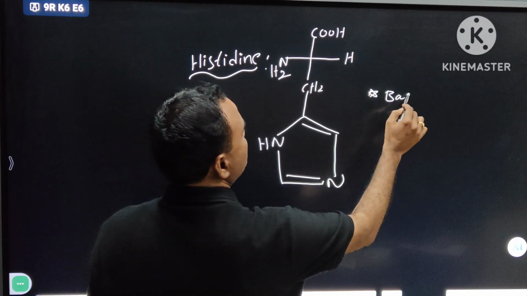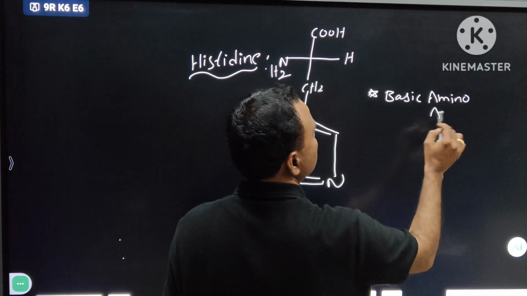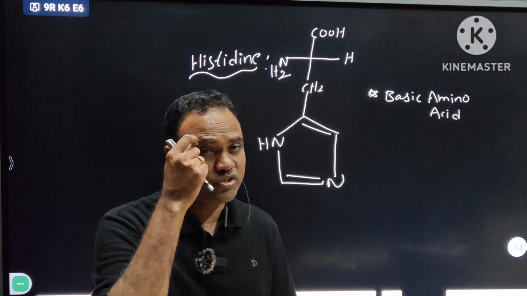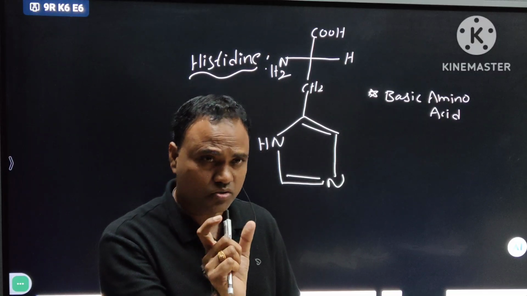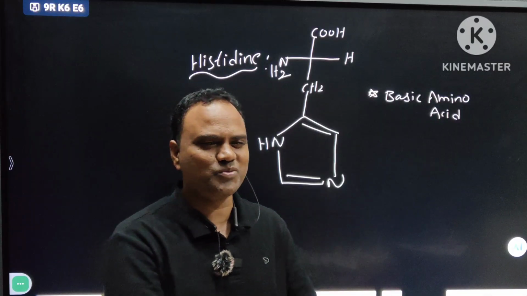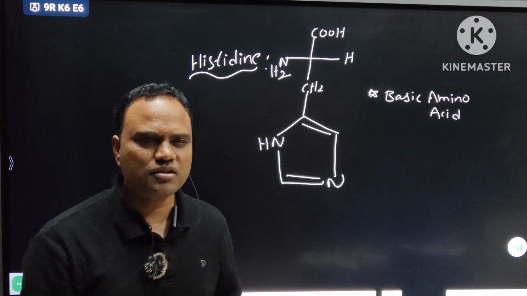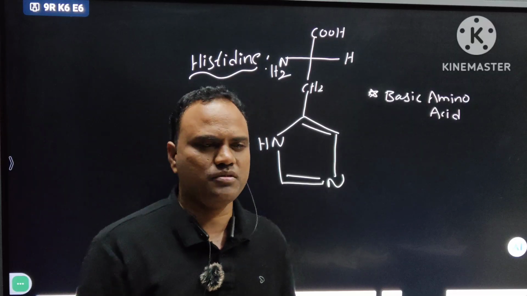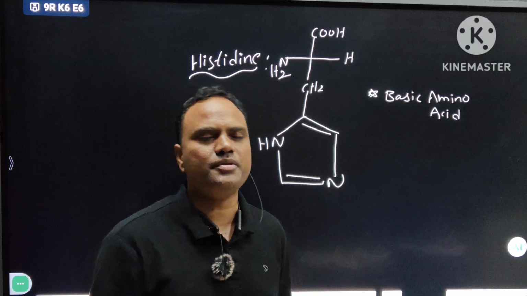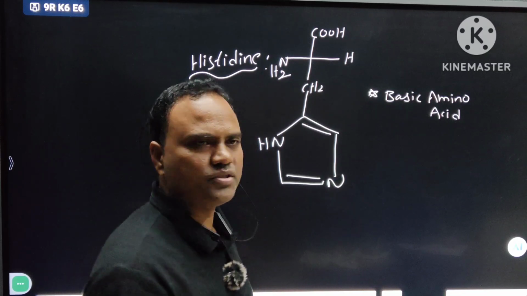This is a basic amino acid. I'll tell you what a basic amino acid is. See, amino acid means one NH2 and one COOH are present, right? But in some amino acids, more NH2 groups are present. NH2 means base, we know. We did the basic nature of amines. So NH2 means base. If more NH2 groups or more nitrogens are present to donate electron pairs, those are called basic amino acids. Histidine is a basic amino acid.